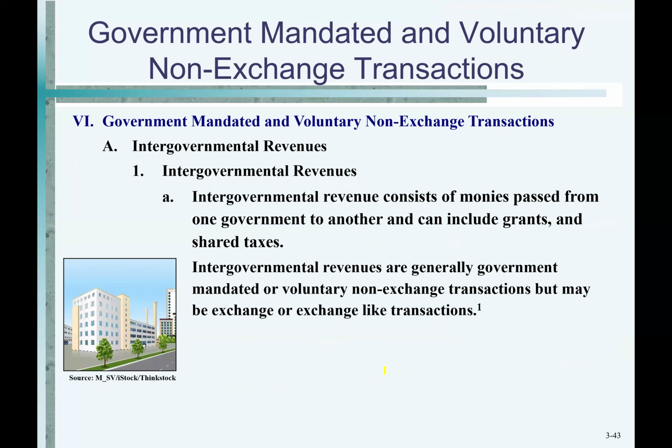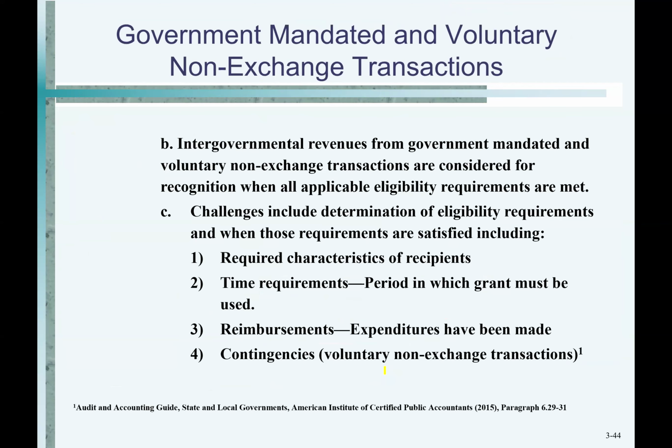Now, for the mandate, this is basically saying intergovernmental, a higher level of government tells a lower level of government, hey, you have to do this, and here's the money to do it. Well, when should you recognize the revenue for that?